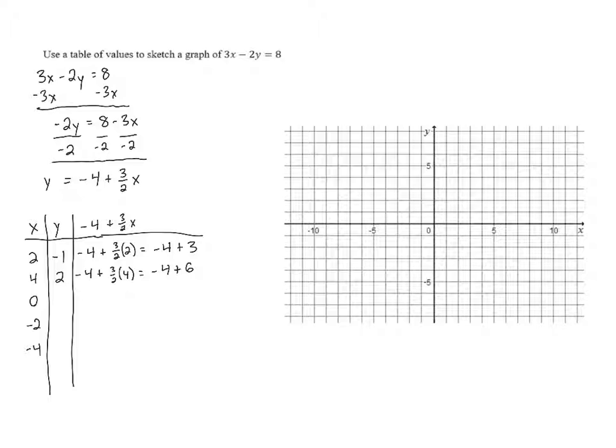Next, we're going to plug in 0. Negative 4 plus 3 halves times 0. Well, anything times 0 is 0. So we have negative 4 plus 0, which is negative 4.